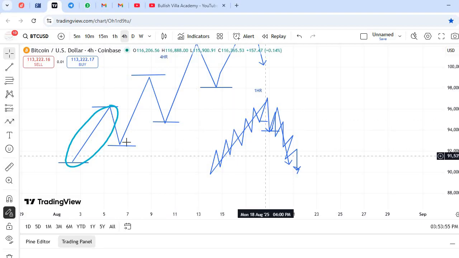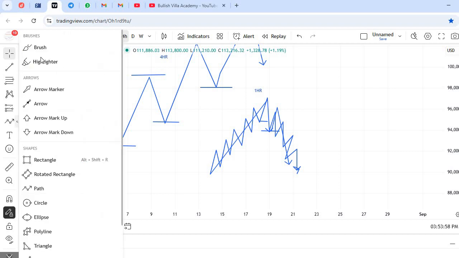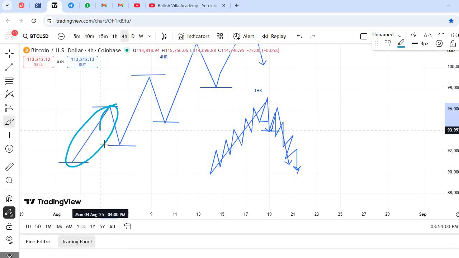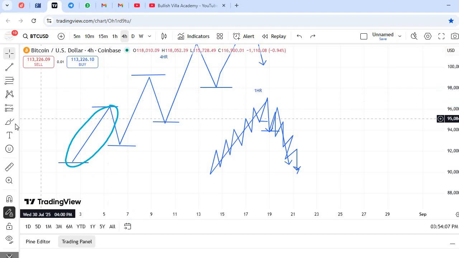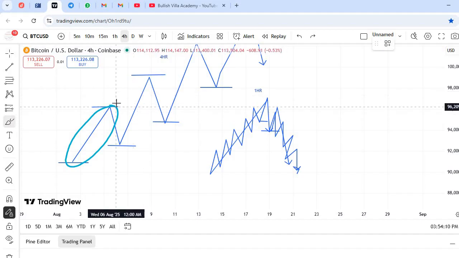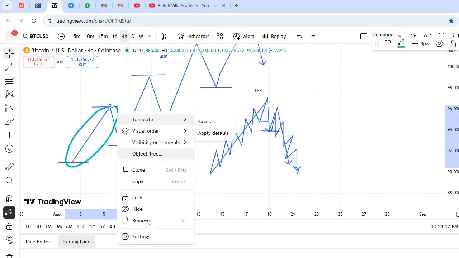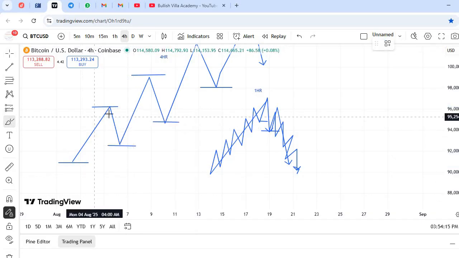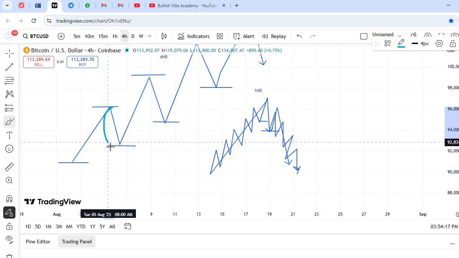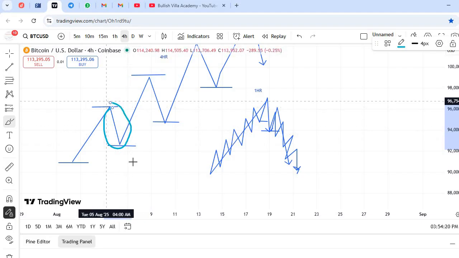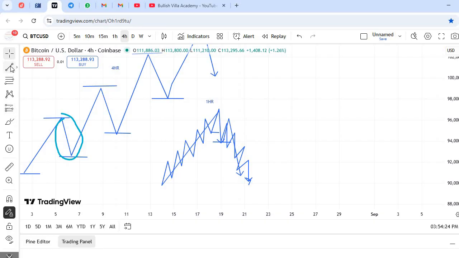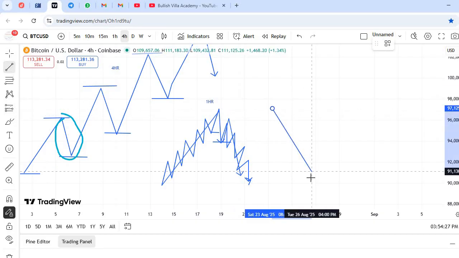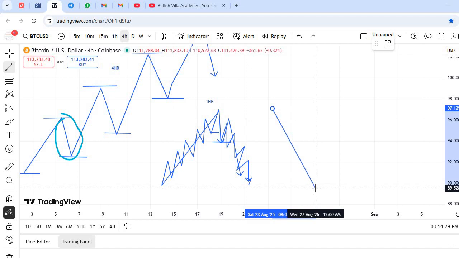So let's now pick this second leg. Please pay attention. Okay, let me remove this. We are done with this now. Let's pay attention. It's very simple. Let's pick our second leg, the retracement. So for the retracement now, we have this. And this is our retracement.